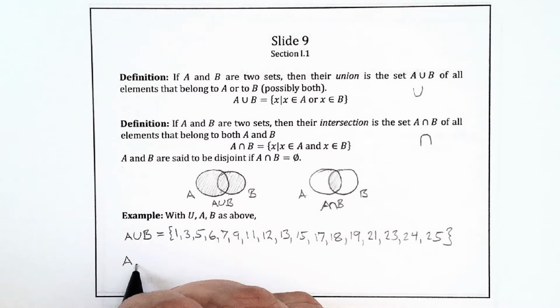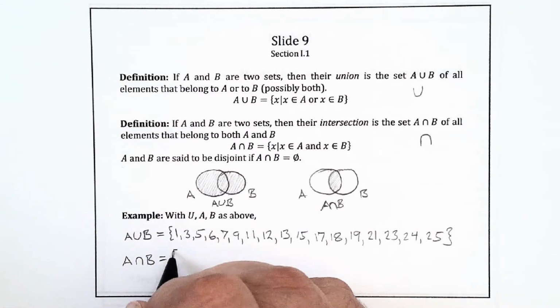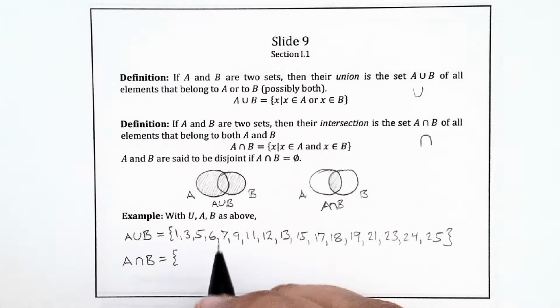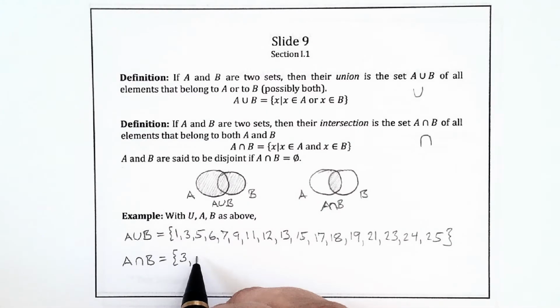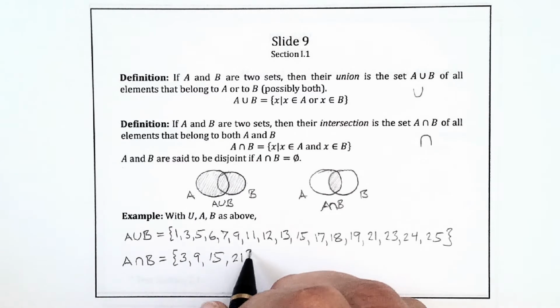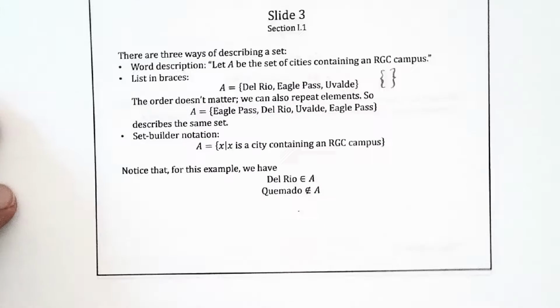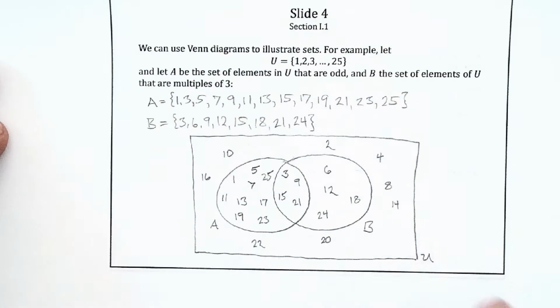The intersection is what I get when I just write down what they share. So this will be the numbers that are both odd and multiples of 3. And that would include 3, 9, 15, and 21. So if I look at my Venn diagram that I drew on slide 4, the intersection is just what they share. That's this region. The union is everything all together.